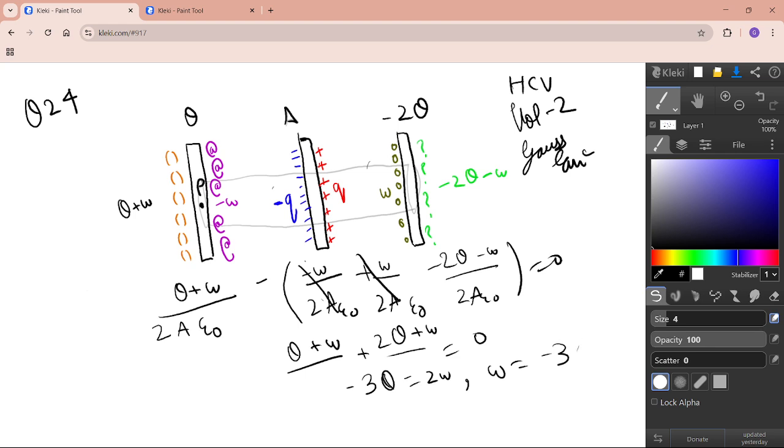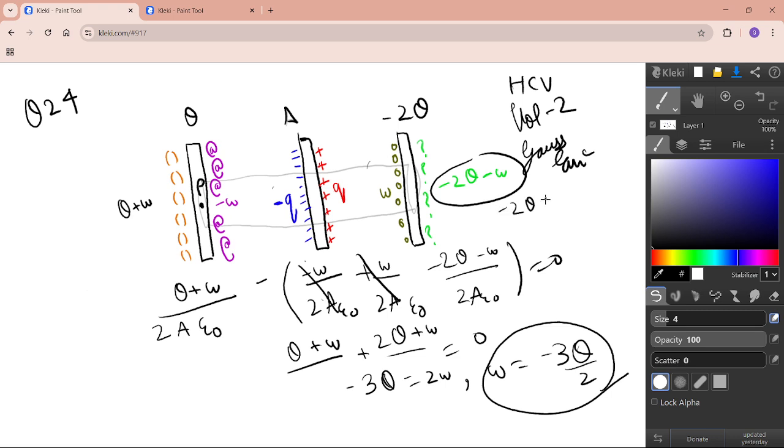So finally we found omega. Omega is minus 3q by 2. They ask us for the charge on this side. It's minus 2q minus of minus omega, that's 3q by 2. So minus 2 plus 1.5, it's minus q by 2. If you want to know the charge on this side, it's q minus q by 2, so it's also minus q by 2.